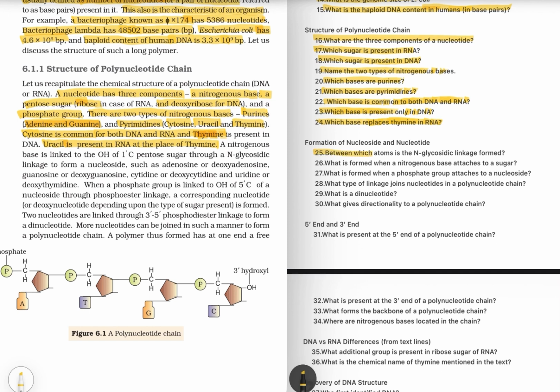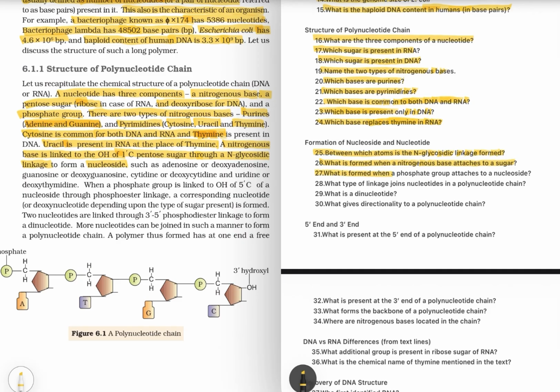Between which atoms is the N-glycosidic linkage formed? A nitrogen base is linked to the OH of the first carbon of the pentose sugar through an N-glycosidic linkage. What is formed when a nitrogen base attaches to a sugar? Then it forms a nucleoside.